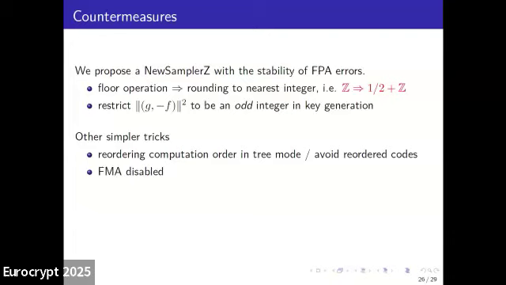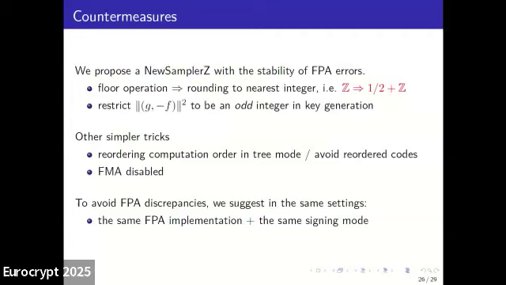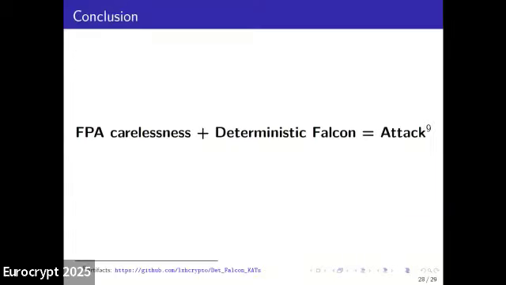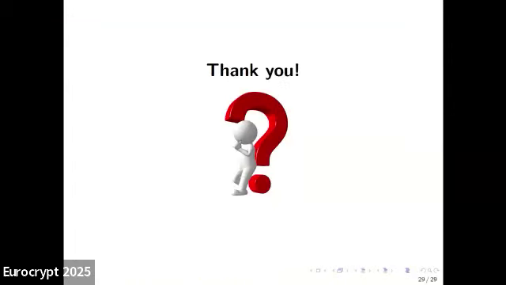And for the FMA discrepancies, we just disable it. To avoid the floating-point arithmetic discrepancies, for signing in the same settings, we just use the same signing modes and the same floating-point arithmetic implementation. In conclusion, our attack applies to the deterministic Falcon with some floating-point arithmetic discrepancies. We also provide our artifacts in our public GitHub repository. Thank you for your attention.